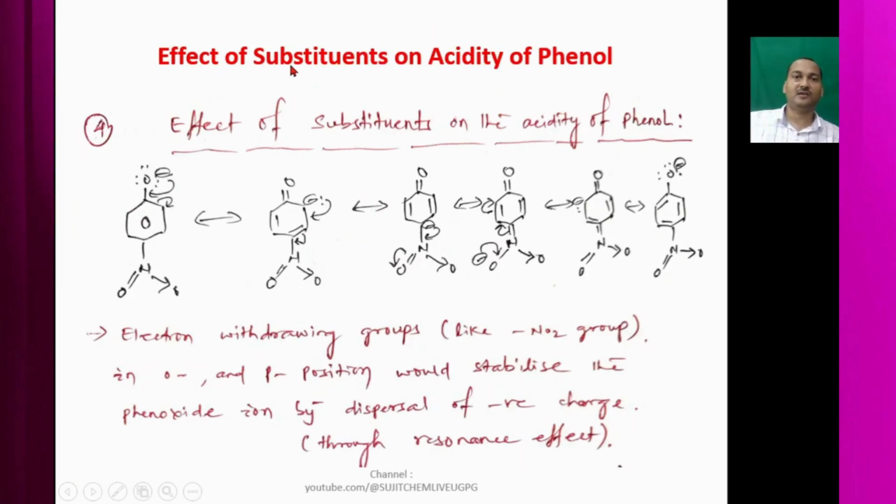Next is effect of substituents on acidity of phenol. So if we have electron withdrawing groups like nitro group in ortho or para position, it would stabilize the phenoxide ion by dispersal of a negative charge through resonance effect. So through these resonating structures, the negative charge on oxygen will be dispersed and it will stabilize the phenoxide ion.